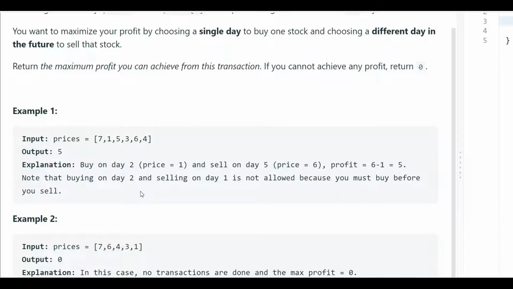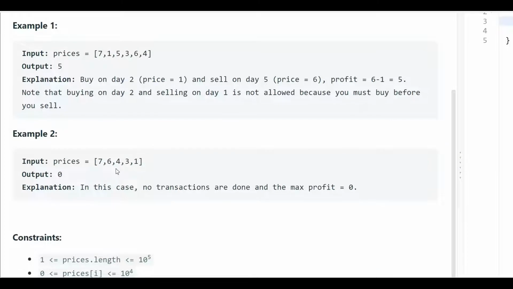In example number 2, we are given a prices array that is decreasing. On every next day the prices are decreasing and they never increase, so we don't have to do a transaction at a loss. We have to return 0 because we can't make any profit in this situation. If we initially buy the stock, then we can't sell it without a loss. So in this situation we return 0, and we don't make losses on our stocks.